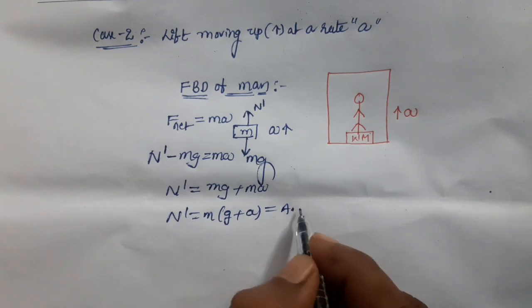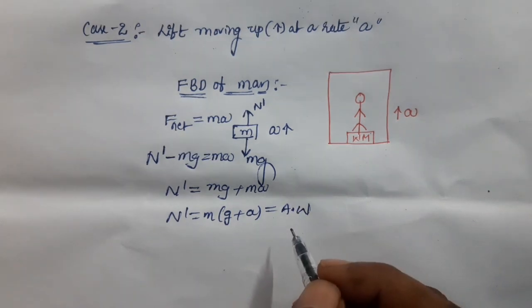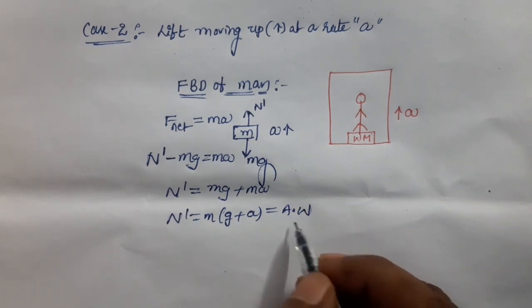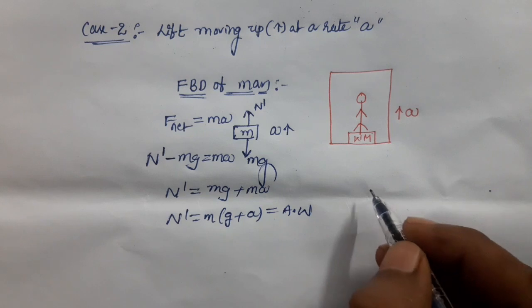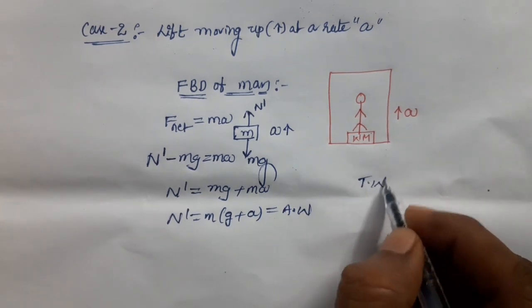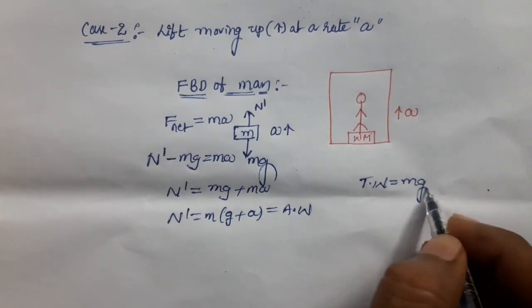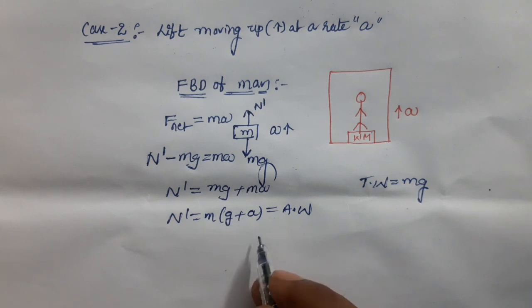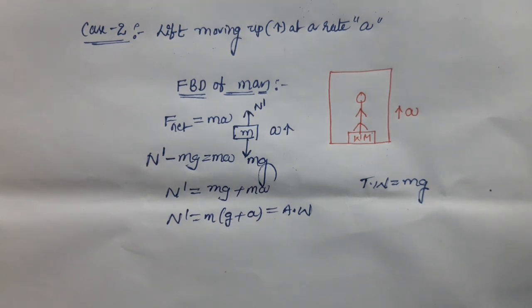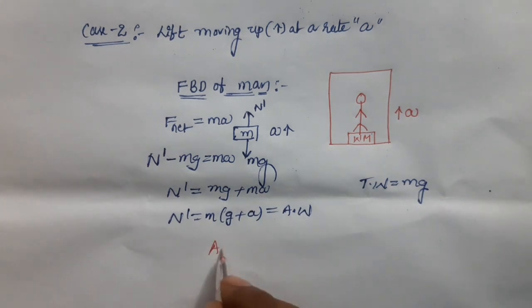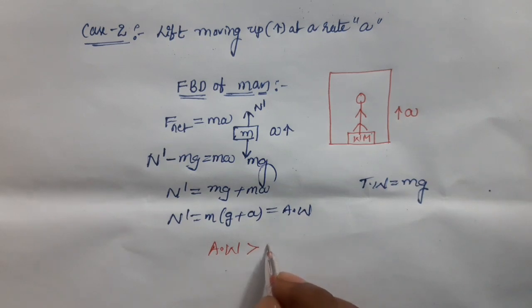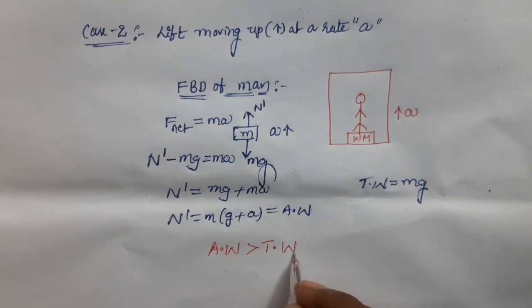This is the apparent weight of the man in a lift. As compared to the true weight, it is more, students. We already know that the true weight of the man is equal to mg, but the apparent weight is mg plus ma here. By taking m common, m of g plus a, students. In this instance we can conclude that the apparent weight of the man is more than the real weight or true weight, students.